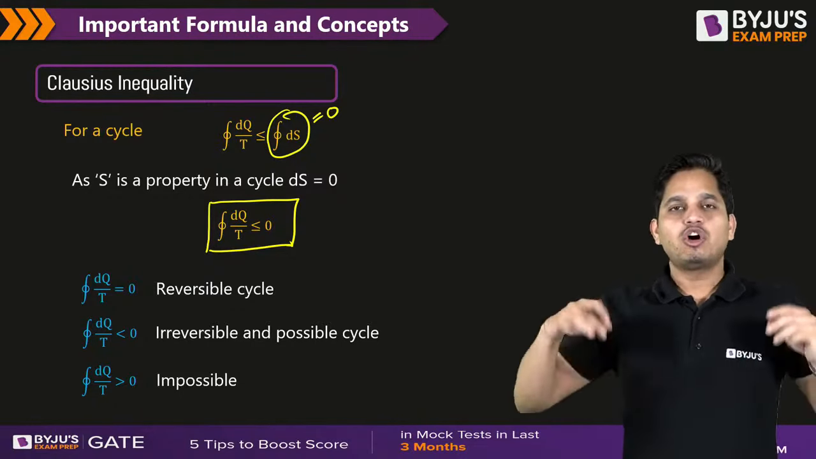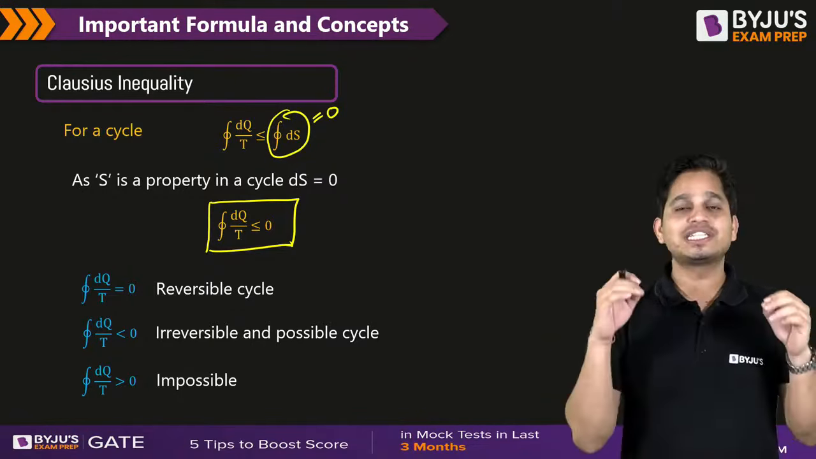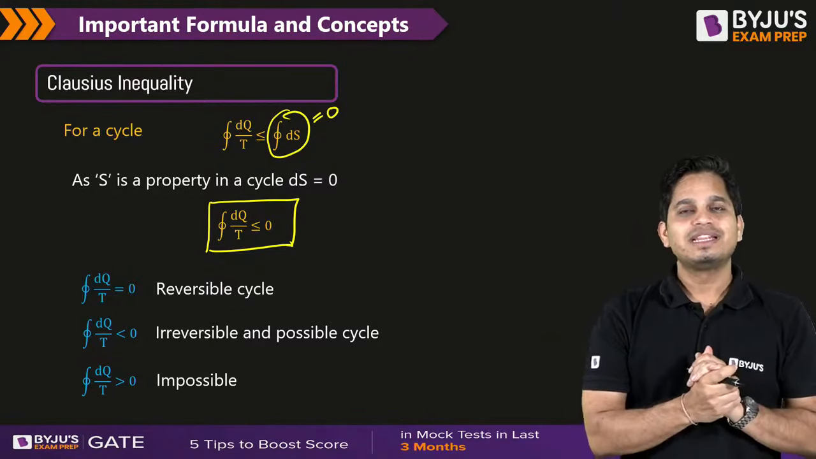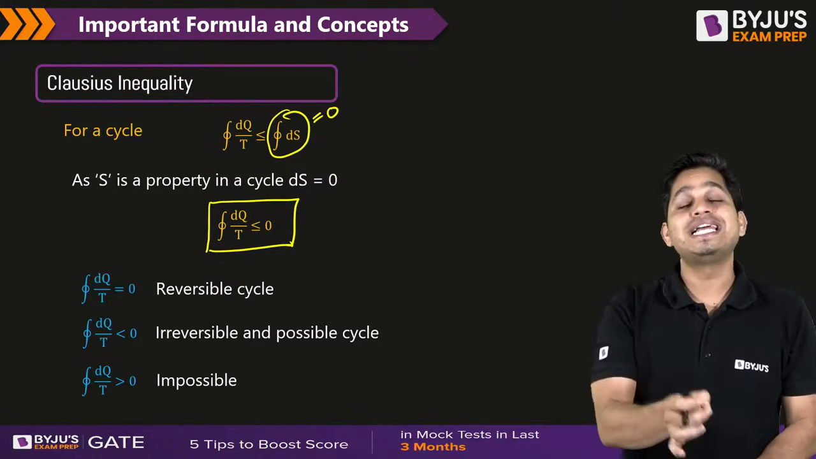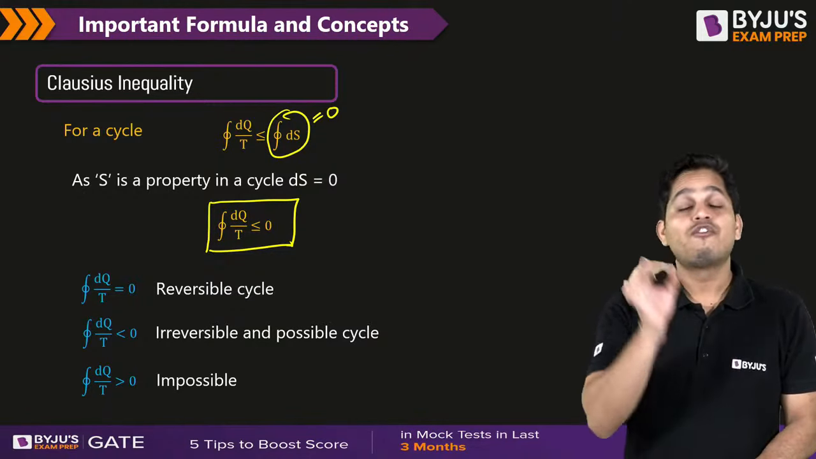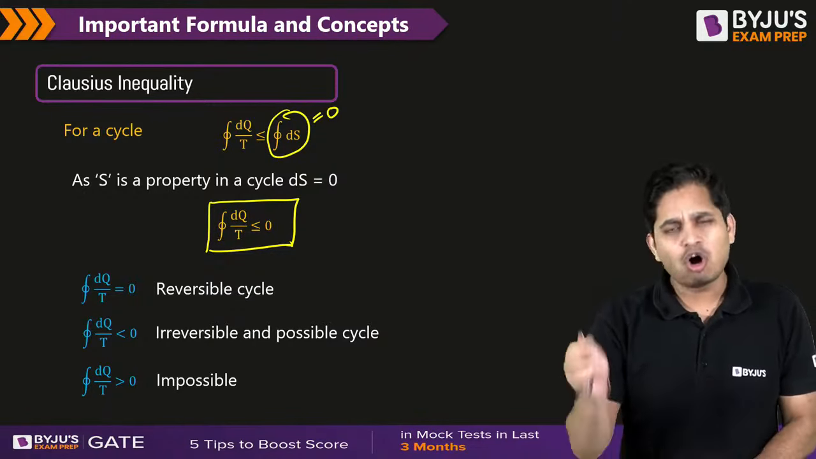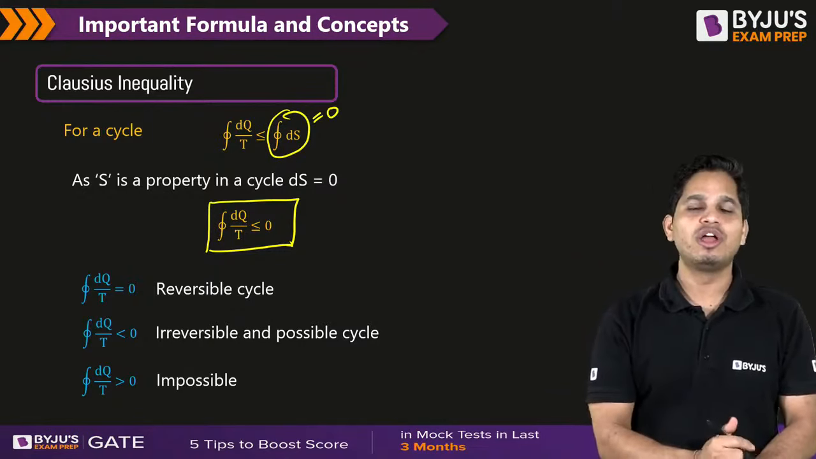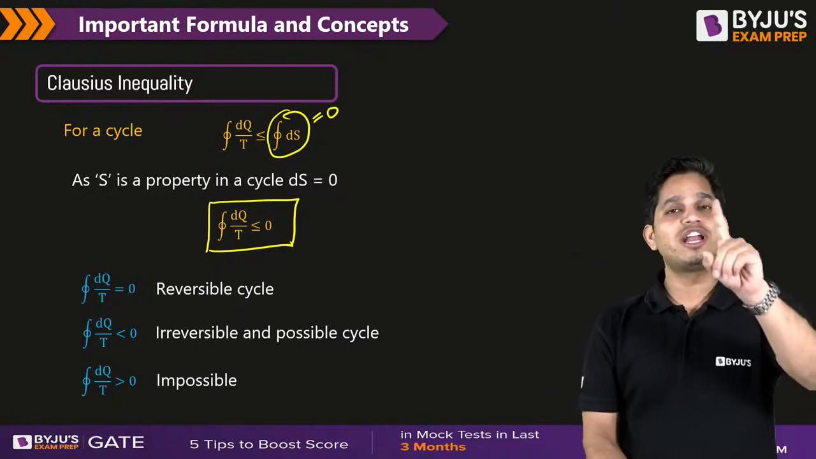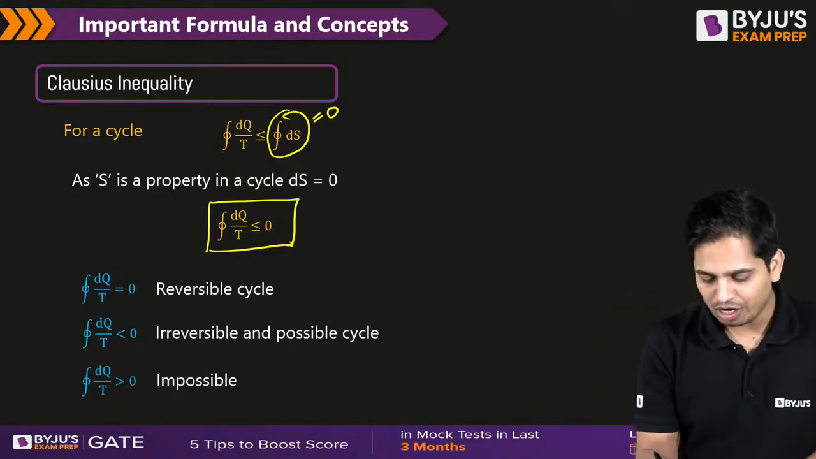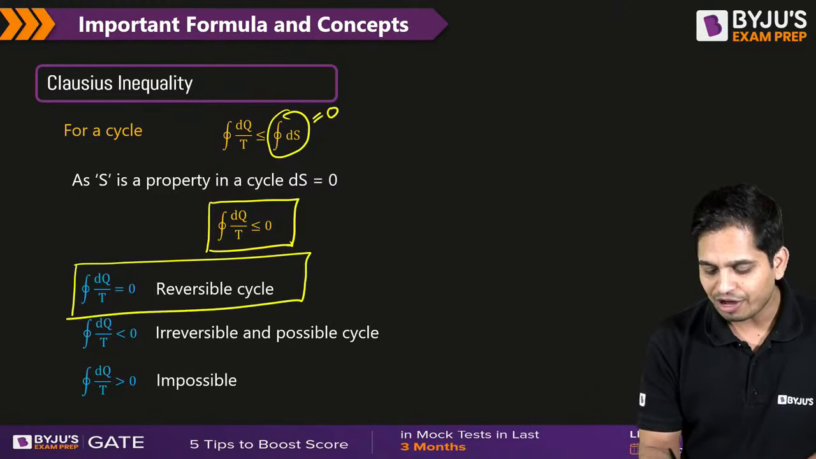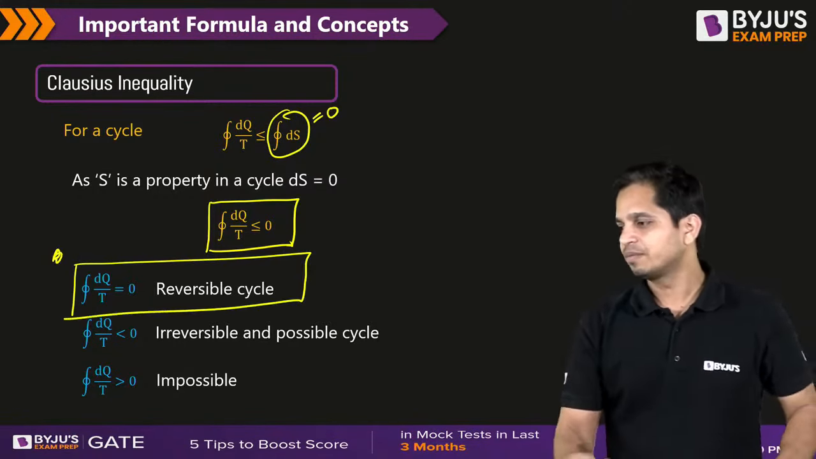So Clausius inequality says that the cyclic integral of dq by t is less than or equal to 0. For a cycle, this will always be less than or equal to 0. Now this will be equal to 0 for a reversible cycle. These are very important conclusions.